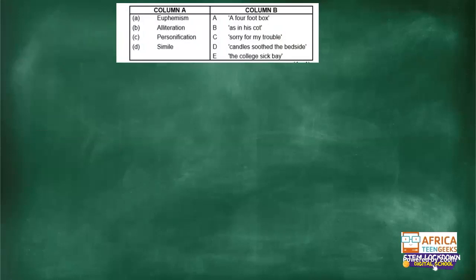Right, so yesterday we did the matching of column A and column B. And I noticed that a lot of you were very familiar with alliteration, personification and simile, as you should be. But the euphemism one, you were not so clear on what it is, okay? So today I am just going to try and focus on it a bit.